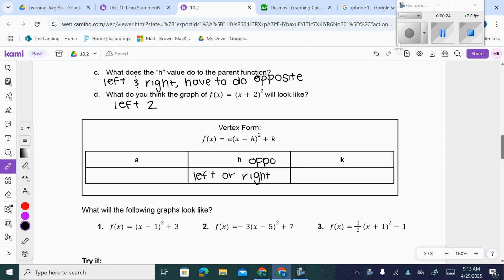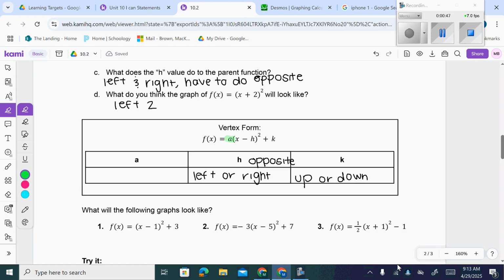All right, now how does k move this function? Up or down? All right, so now we got to talk about this a. Does anybody remember what this a does? What if that a was a -1? What would that do to it?